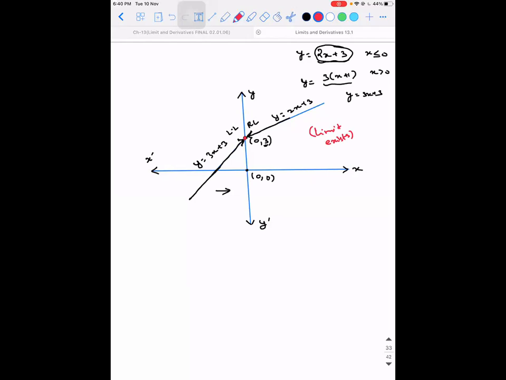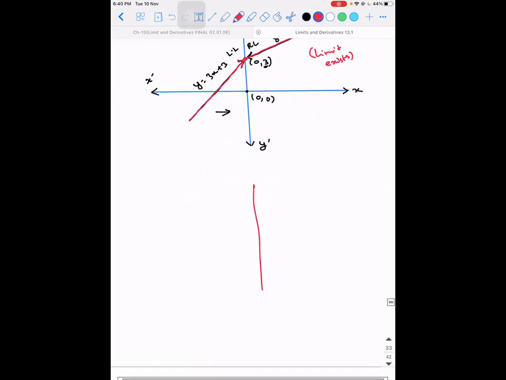So when they ask you, what do they actually mean by asking whether the limit exists? They are trying to say that the limit existing at that point means the function is continuous at that point. Means when you approach from the left hand side, you're going towards a y value of 3. At exactly 0, you have a y value of 3. On the right of it, you're actually starting from y equal to 3. So there is no break anywhere.